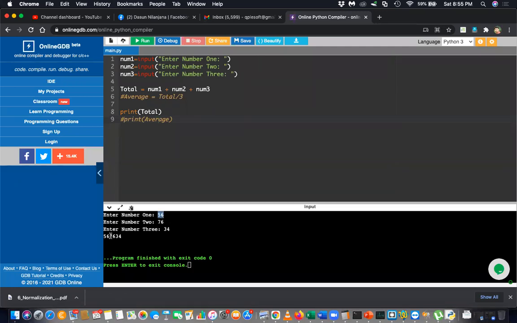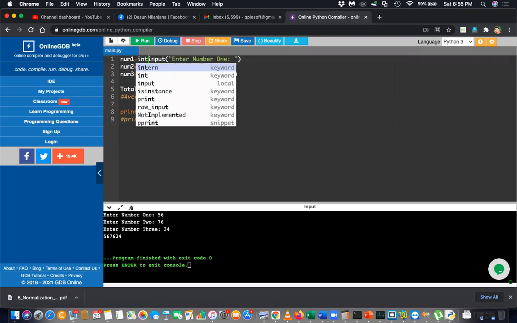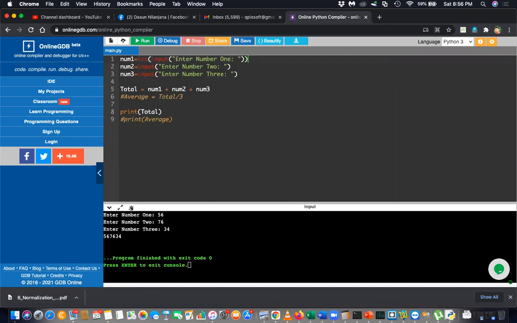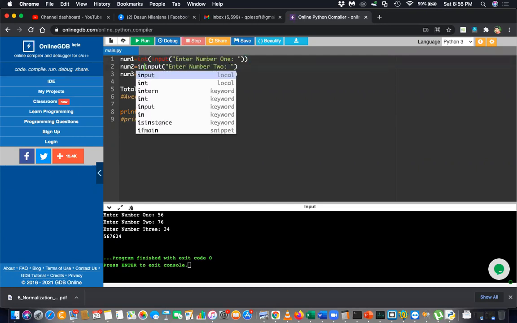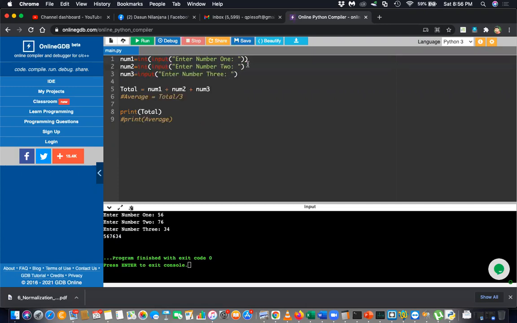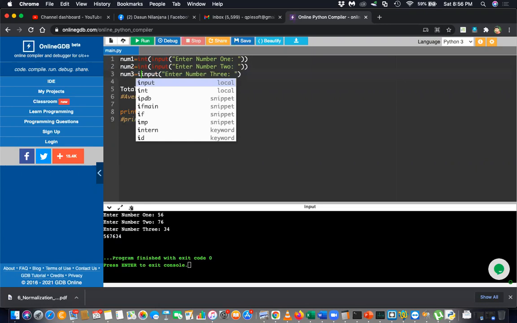56, after 56, 76 is there here. 56 first, then 76. This is not mathematical addition. 56, 76, 34. That is not mathematical addition. This is called concatenation. Right? This is called concatenation. This is not mathematical addition, because you have to tell that these numbers are integers, the mathematical numbers. Here also you have to tell that this number is integer, and the third one also you have to tell that this number is integer.